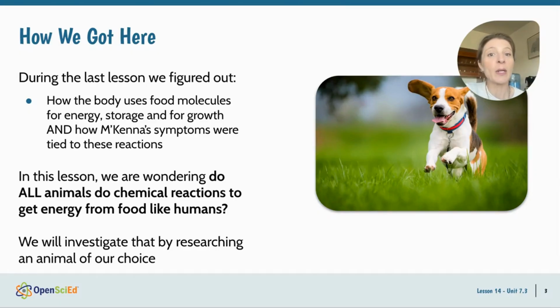During the last lesson, we built a consensus model to explain how food is rearranged in the body to create energy. And we compared to see how McKenna's symptoms were tied to those metabolic reactions. We realized that food molecules are the building blocks for growth and the fuel for energy in humans. In this lesson, we will investigate an organism of our choice to see if it does metabolic reactions similar to the way humans do. We'll use this to answer our lesson question: do all animals do chemical reactions to get energy from food like humans?